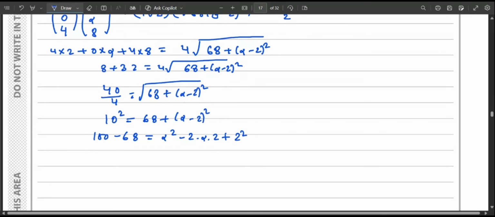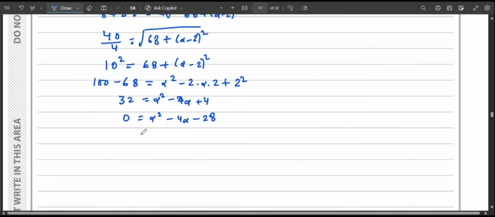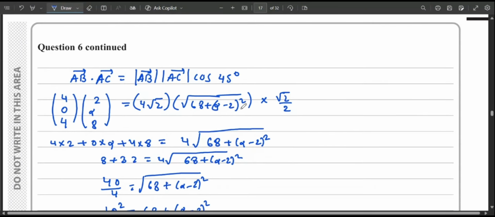So this gives us 32 is equal to alpha square minus 4 alpha plus 4, or I can write that as alpha square minus 4 alpha minus 28 is equal to 0. Now we can see that if we solve this equation, we will get the values of alpha for which our equation is satisfied.